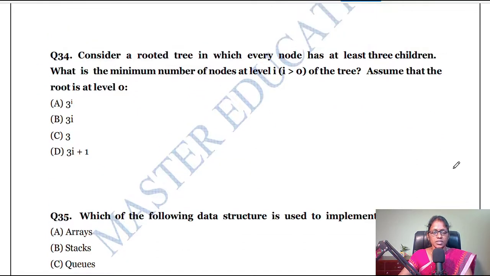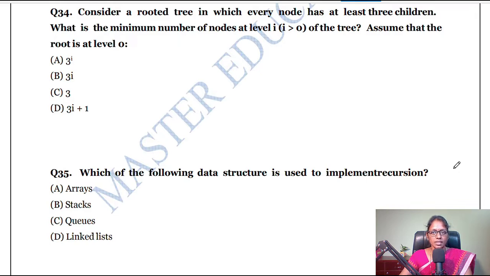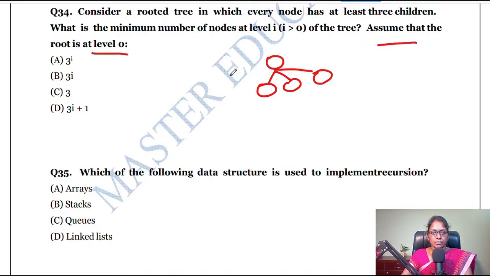The next question is, consider a rooted tree in which every node has at least 3 children. Okay, this node has 3 children. What is the minimum number of nodes at level i of the tree? Assume that the root is at level 0. So the root is at level 0. When I consider 3 power 0, it equals 1. 3 power 1 equals 3, so 3 elements will be present. 3 power 2 is 9.